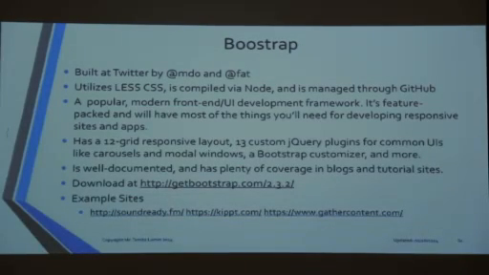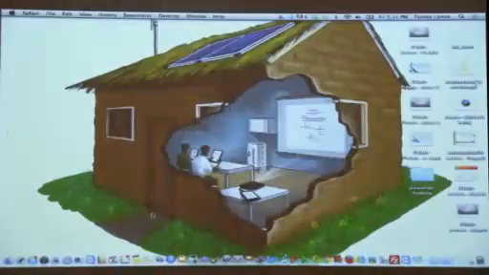It has a 12-column responsive grid layout, and comes with about 13 custom jQuery plugins for common user interface components like carousels and modal windows. Bootstrap is customizable and it does a lot more. It is well documented and has plenty of coverage in blogs and tutorial sites. You can download it from the link that you see here, getbootstrap.com, version 2.3.2. And I can show you just a few examples of websites that are developed using Bootstrap.